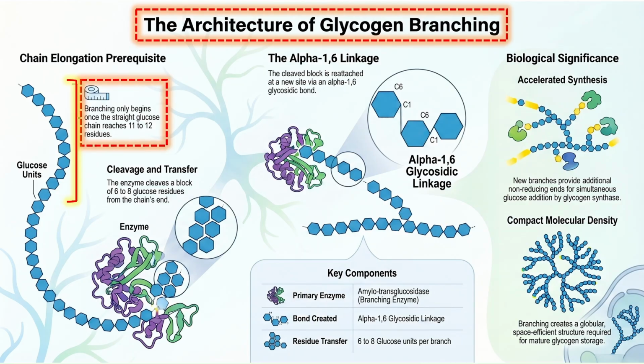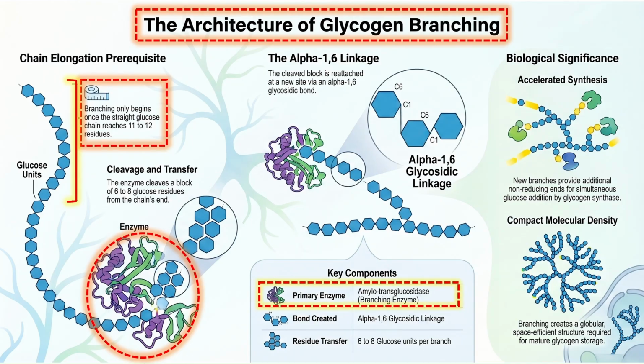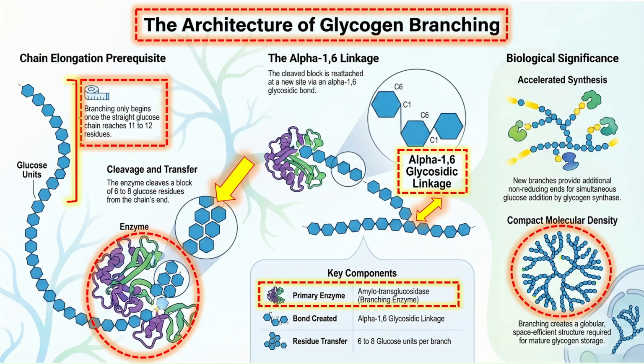Once the chain reaches this critical length, the branching enzyme, also known as amylotransglucosidase, comes into action. This enzyme cleaves a block of about 6 to 8 glucose residues from the non-reducing end of the growing chain and transfers that segment to a more internal glucose residue. The transferred segment is then attached through an alpha 1,6 glycosidic linkage, creating a new branch point. The creation of these alpha 1,6 linkages transforms glycogen from a simple linear polymer structure into a highly branched tree-like structure. But why is this branching so important?